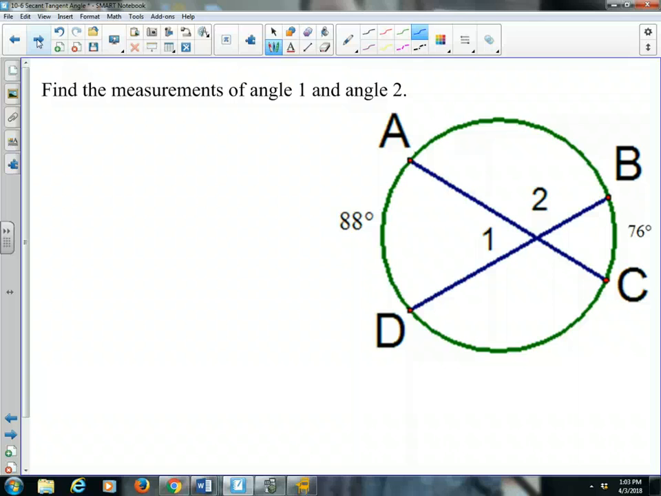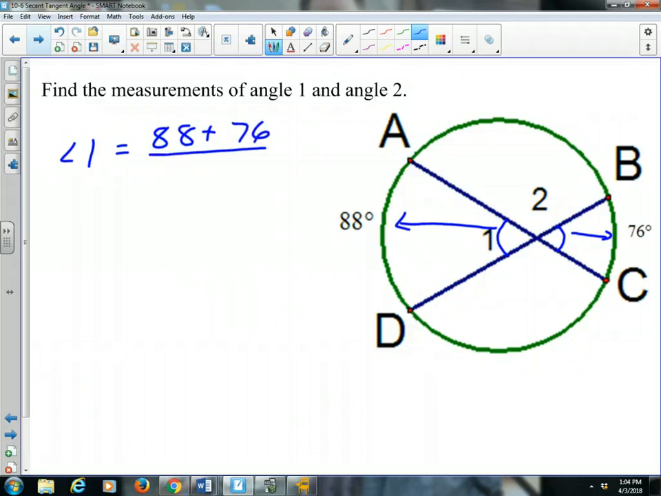Well, when two chords intersect inside a circle, angle 1 is not a central angle, so it's not 88. Angle 1 is not an inscribed angle, so it's not half of 88, making it 44. It's some other relationship. So here's where we have angle 1 is equal to its intercepted arc, 88, plus the vertical angle's intercepted arc, which is 76, divided by 2.